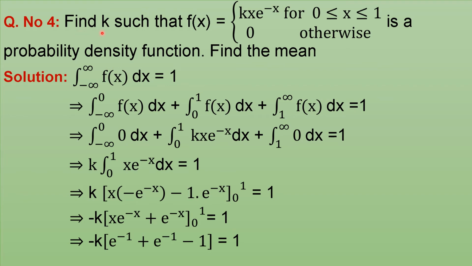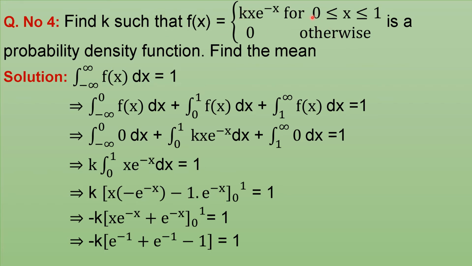Next question. Find the value of k such that f of x is equal to kx into e power minus x for x greater than or equal to 0, less than or equal to 1, 0 otherwise. Find this k value so that this function f of x is a probability density function. Also find the mean. So if this function is a probability density function, what must be the value of k?